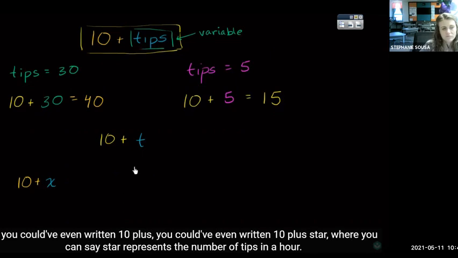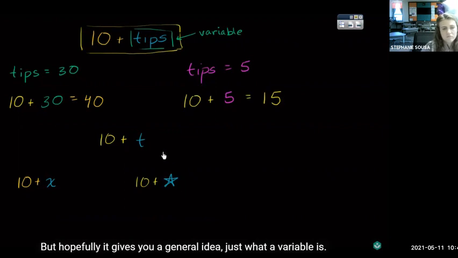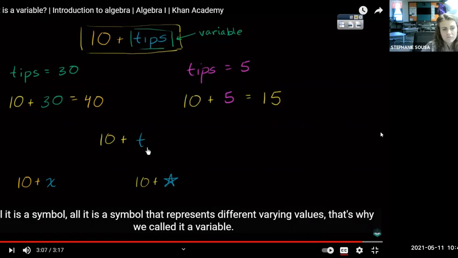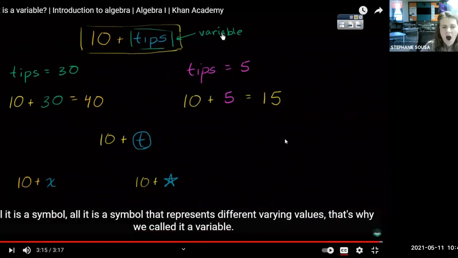Or you could have even written 10 plus star, where you could say star represents the number of tips in an hour. But it just might not have made as much intuitive sense. But hopefully this gives you a general idea of just what a variable is. All it is, is a symbol that represents varying values. And that's why we call it a variable.